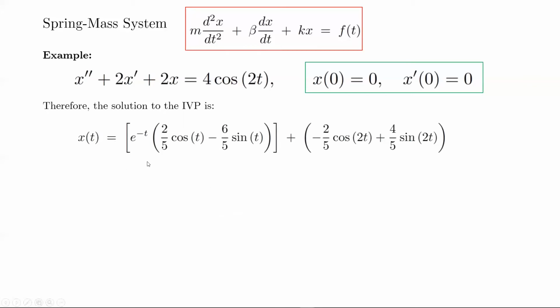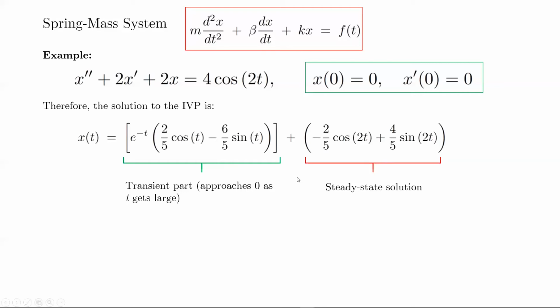Okay, so this first part, this complementary solution here, was the solution to the associated homogeneous problem. As t goes to infinity, this exponential goes to 0, while cosine and sine stay between negative 1 and 1. So this first part, the complementary part of the solution, is also what we call the transient part, because it approaches 0 as t gets large. And the second part is always between negative 1 and 1. It never asymptotes to 0, so this is called the steady state solution, or the steady state part of the solution.